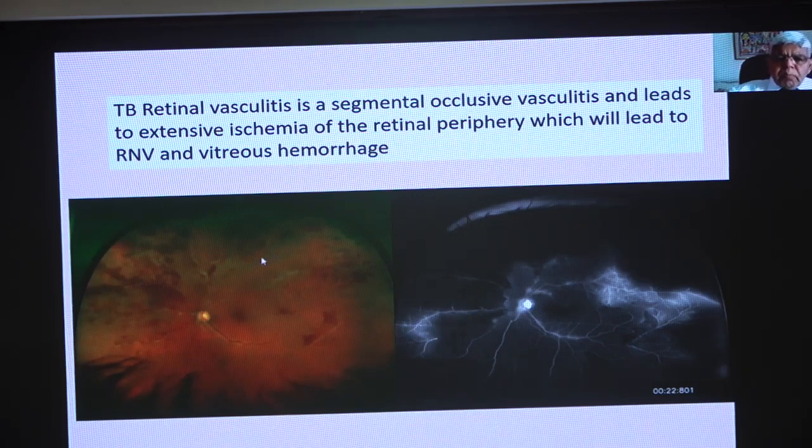But when you do fluorescein angiography, you find that these patients have extensive capillary non-perfusion in the retinal periphery, and this will eventually lead to the formation of new vessels elsewhere in the retina or on the disc, which will bleed and cause vitreous hemorrhage. That's what we used to call in the past Eales disease, presenting as vitreous hemorrhage. So this is a very common presentation of TB uveitis again.